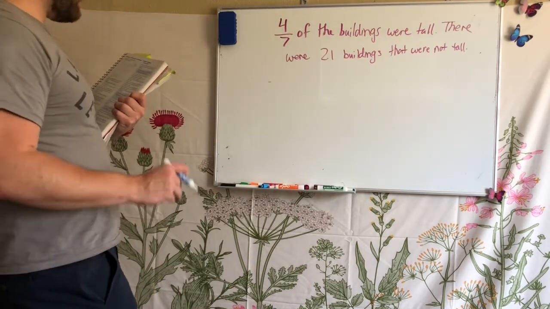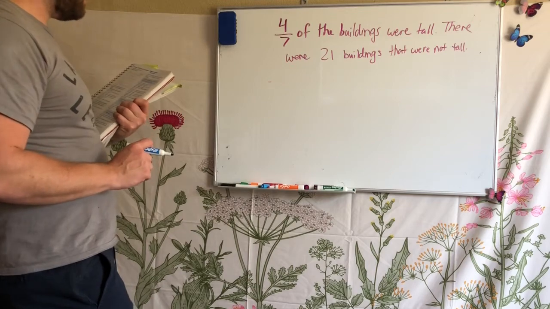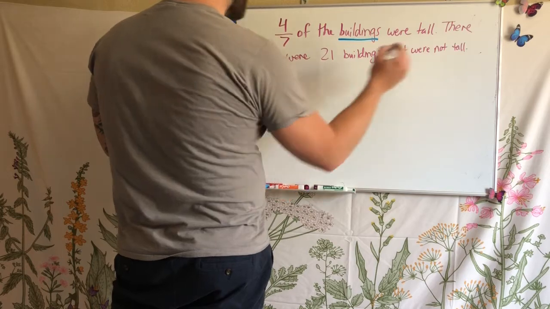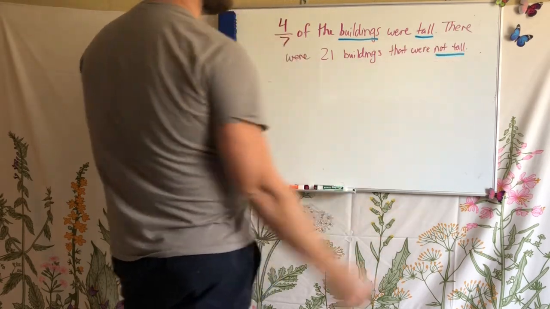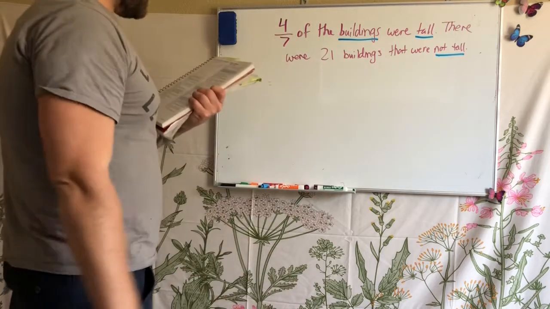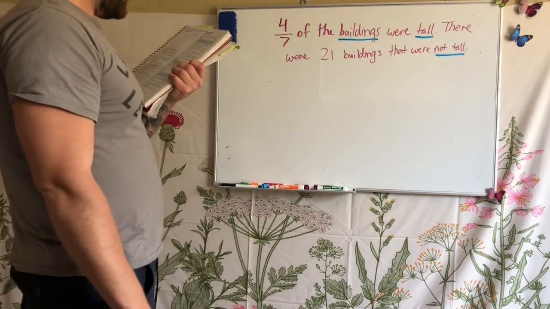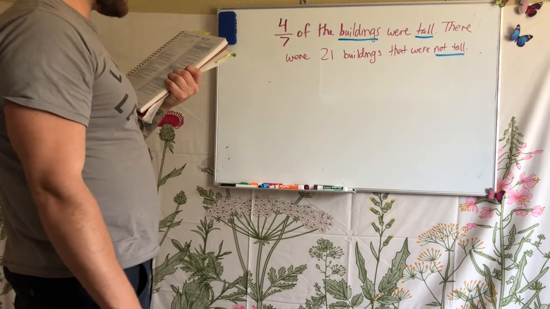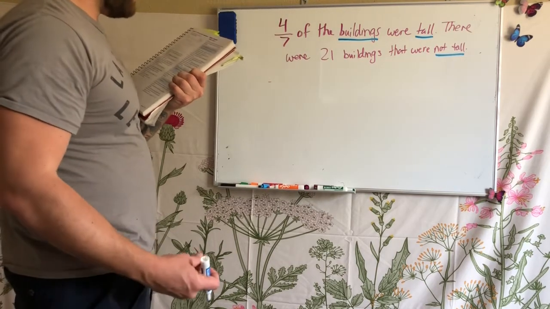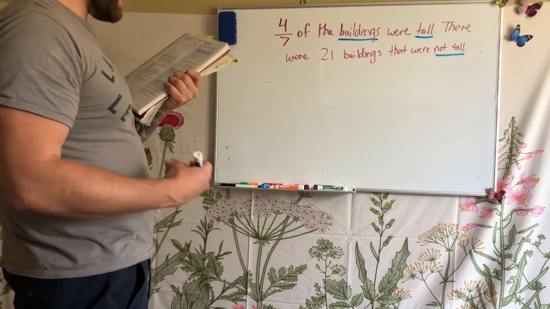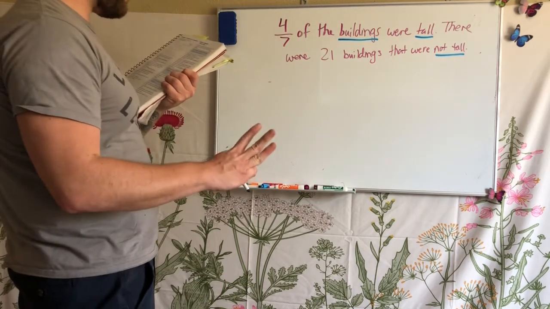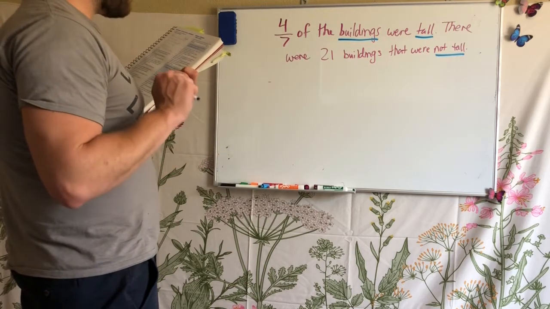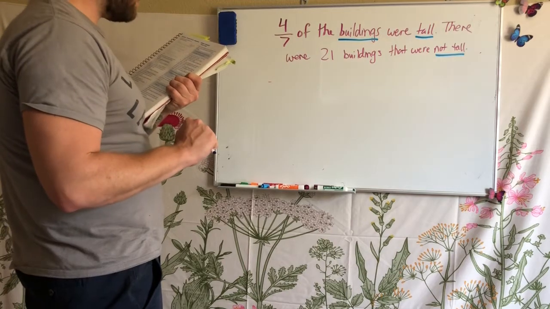Tell me what names it gives us. Pause the video. The names it gives us are buildings, tall, and not tall. 3 names. All right. So here's the rule. If the facts have 3 different names, you write the equation for the name that has a number. I'll say that again. The rule again is if the facts give 3 different names, just like this one, you write the equation for the name that has a number.